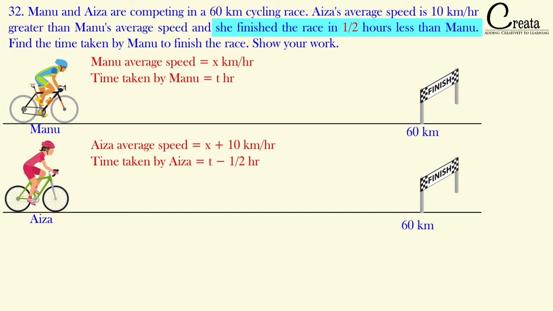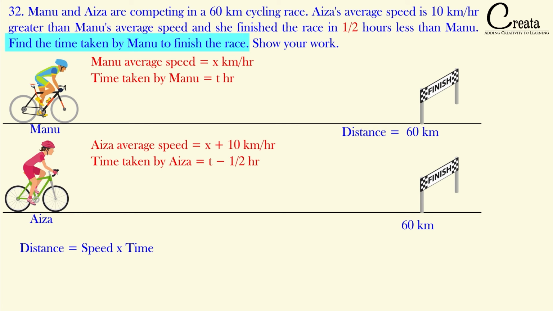And in this question, we have to find the time taken by Manu to finish the race. It means we have to calculate the value of t, the time taken by Manu to finish the race. So let's proceed. Here the formula of speed and distance will be used. Distance is equal to speed into time. Firstly, let's see the Manu case.